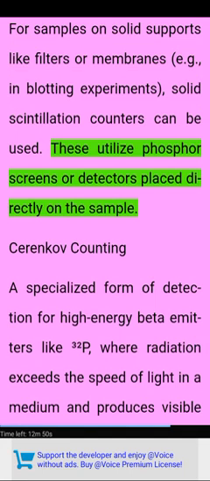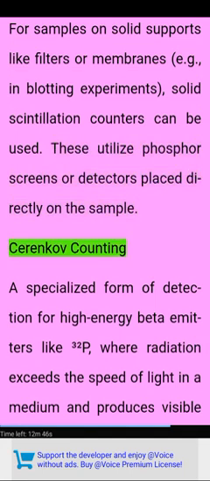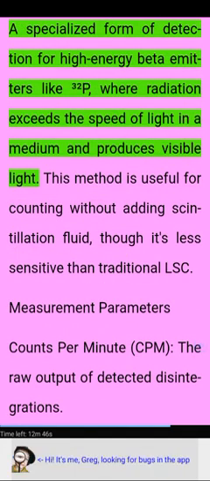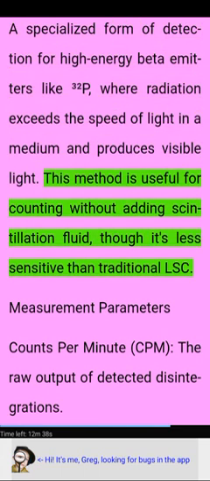These utilize phosphor screens or detectors placed directly on the sample. Cherenkov counting. A specialized form of detection for high-energy beta emitters like ³²P, where radiation exceeds the speed of light in a medium and produces visible light. This method is useful for counting without adding scintillation fluid, though it's less sensitive than traditional LSC.